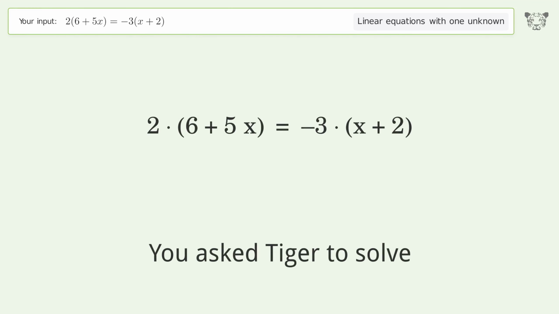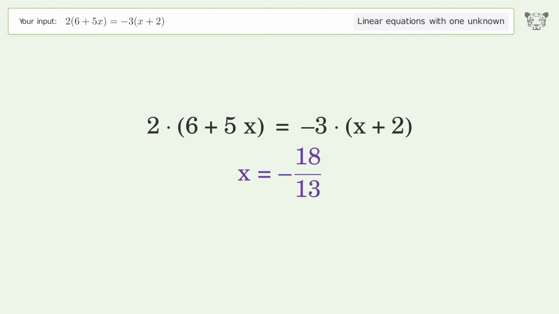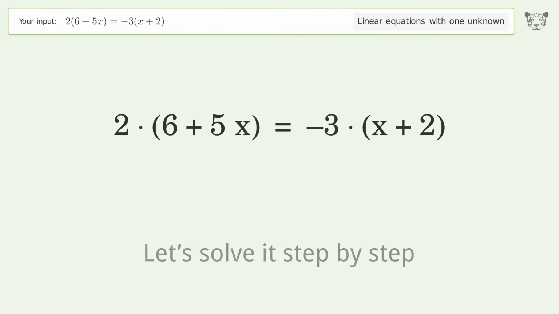You ask Tiger to solve this. This deals with linear equations with one unknown. The final result is x equals -18/13. Let's solve it step by step.